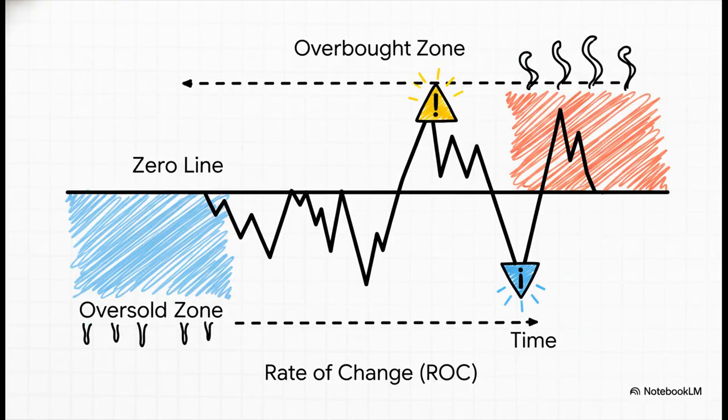The second type of signal is all about identifying extremes. Since the ROC is our speedometer, a really high or really low reading can suggest that a price move has gone too far too fast.